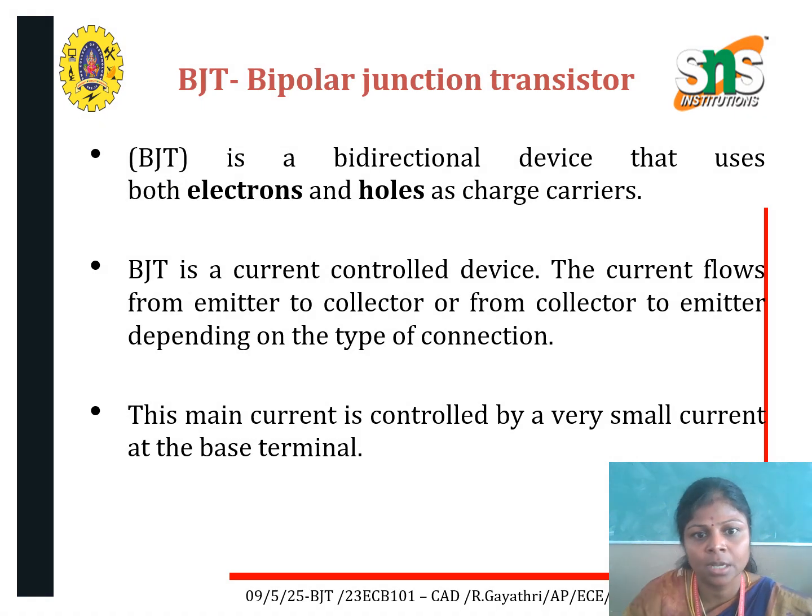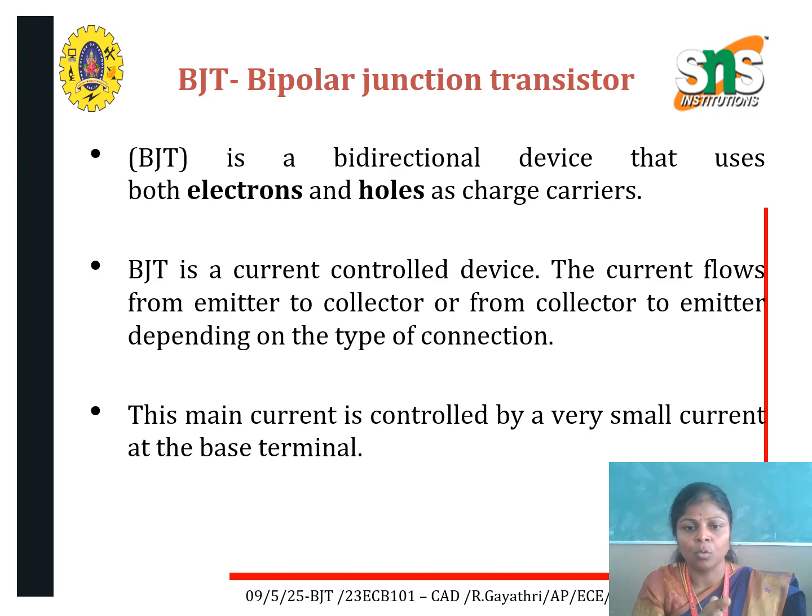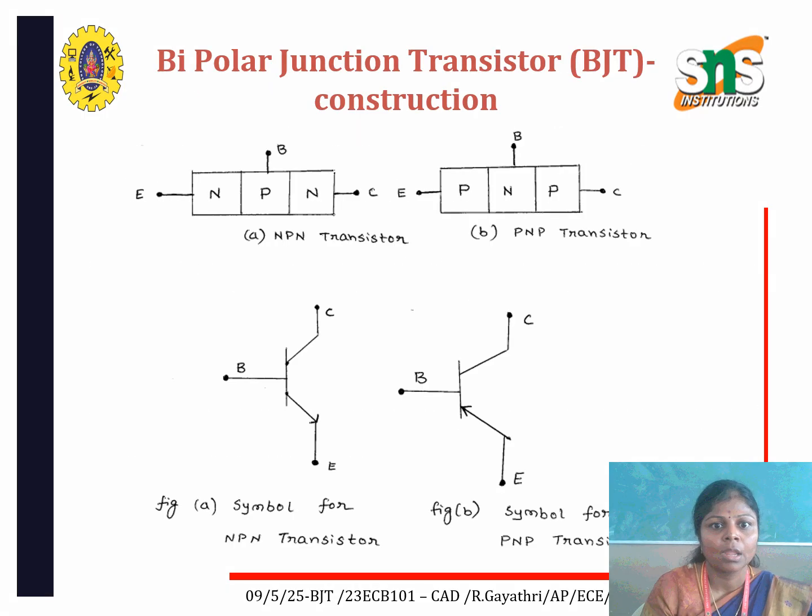Then coming to the BJT, the name represents bipolar junction transistor, which is a bidirectional device, and it has two junctions, where the electrons and holes move together. So it is called a current controlled device. That means the emitter current will flow to the collector, or the collector current will flow to the emitter depending upon the connection. So in each terminal some amount of current will be flowing in the circuit. So it is called a current controlled device.